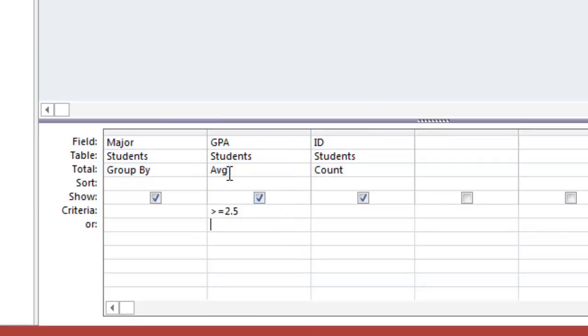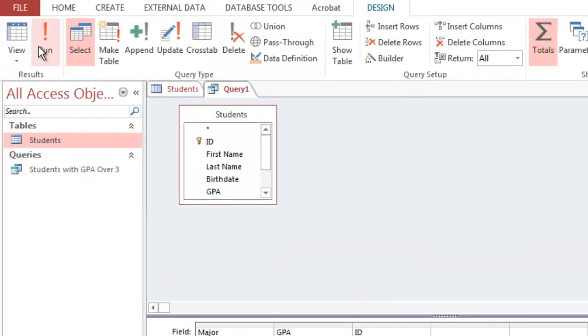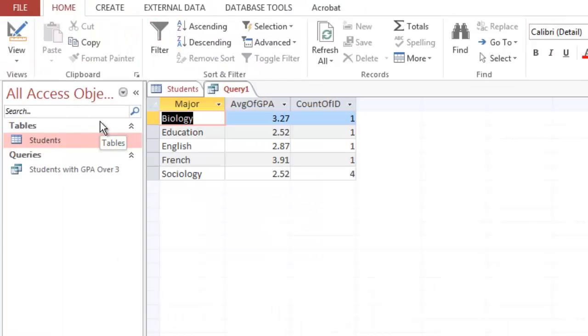So now we're going to have the average GPA and apply a criteria to that. We can run it and we'll see that we have 5 majors here, all of whom have an average GPA of 2.5 or above. And then we've got the count. 4 of them have just 1 student, the other one has 4 students in it.